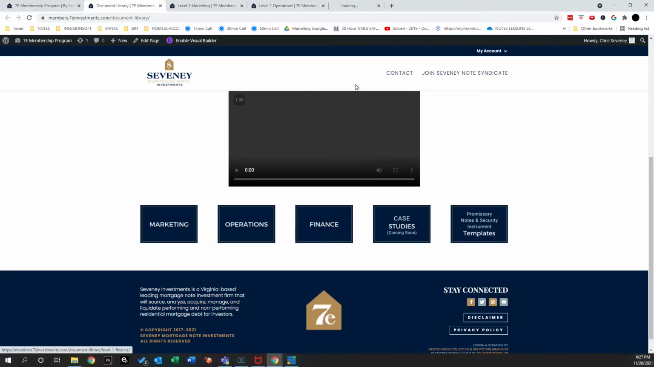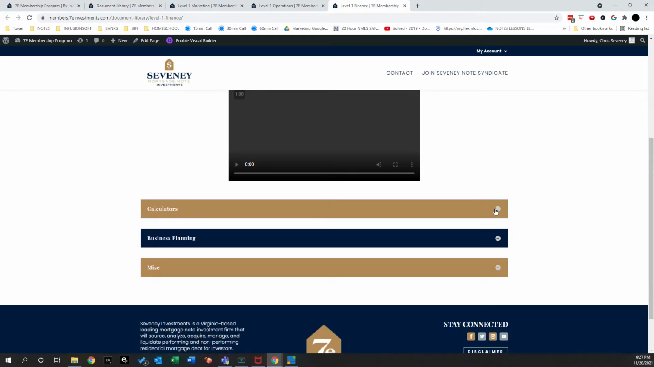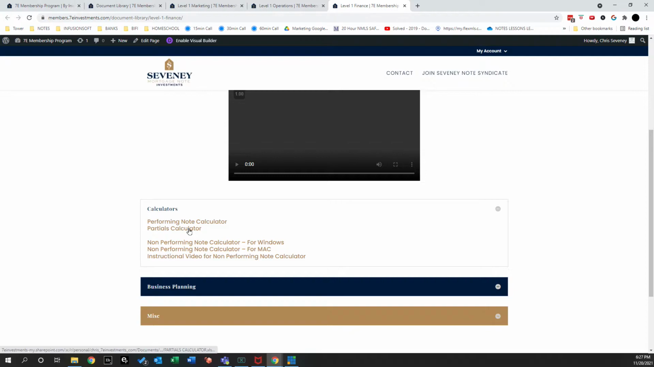On the finance tab, we've got the calculators, the performing note and partials calculator. And then we have the non-performing note calculator as well, which is the calculator I use for all my note investing. And I believe this is the only membership portal or group where an investor has given away their calculator to group members.